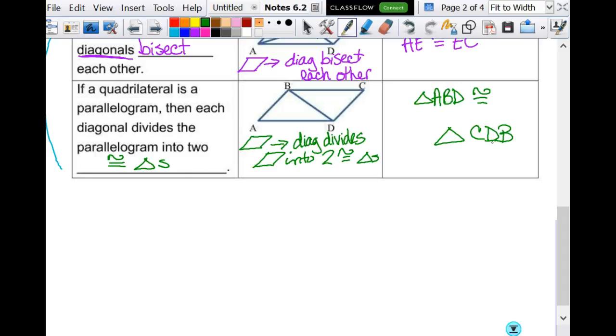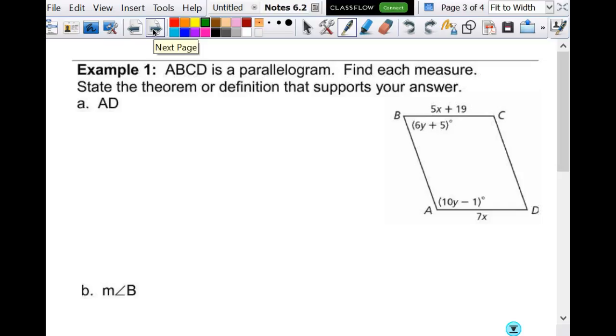All right, so let's look at this. Example 1 says, ABCD is a parallelogram, find each measure, state the theorem or definition that supports your answer. All right, so we're going to start off by looking for line segment AD. Most all of the time, when a question asks you to state your theorem or definition or to justify your answer, that almost always comes last in the question.